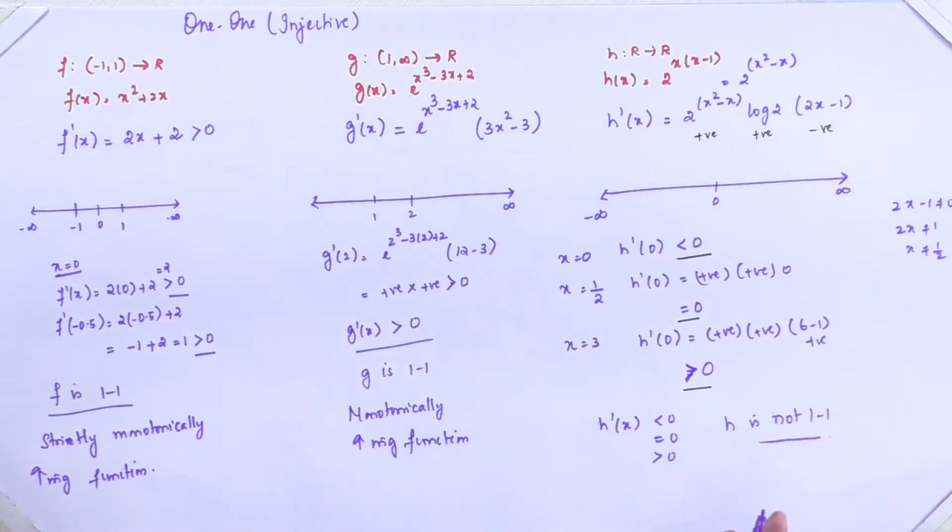So this is how we will be checking whether a function is 1 to 1 or not 1 to 1. Okay, back to the session, and we will see how a function is 1 to 1, onto, or bijective, or even how to find the composition of two functions.